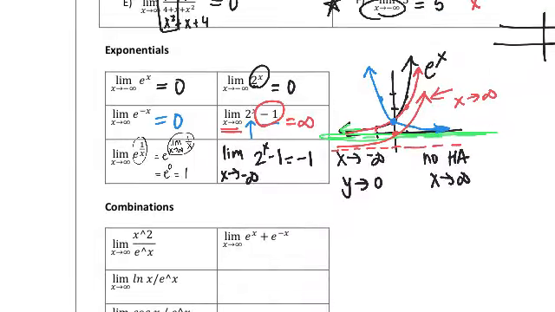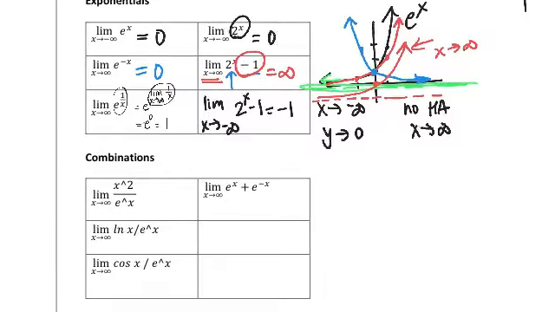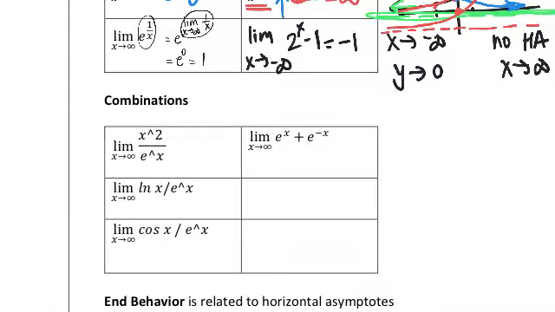Okay, so those were exponentials, right? We want to know the basic shape of an exponential and the transformations of an exponential, and from that, we should be able to figure out our horizontal asymptotes. The last thing I want to talk about, well, two more things I want to talk about with horizontal asymptotes, are combinations. So when we have functions that are not an exponential nor a polynomial, but a combination of two functions.